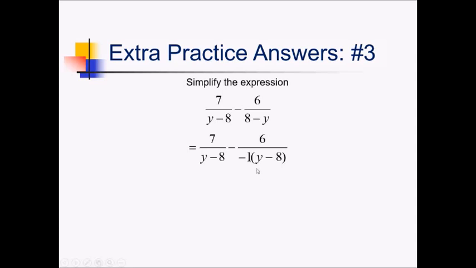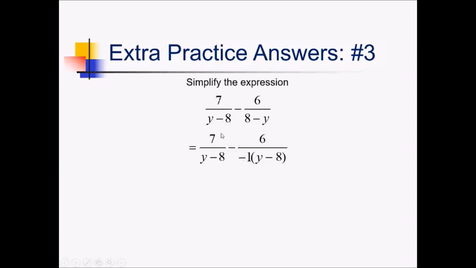And we see here that we don't quite have a common denominator, but we're very close. So there's two ways you could go at this point. One is you could multiply this first fraction by negative 1 over negative 1. But there's actually a faster way. This negative here and this negative actually cancel out.